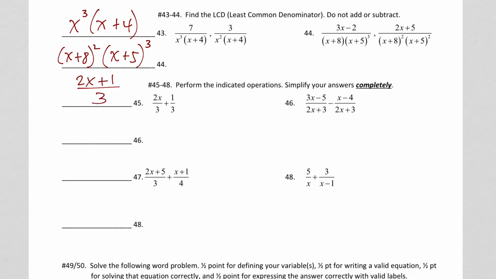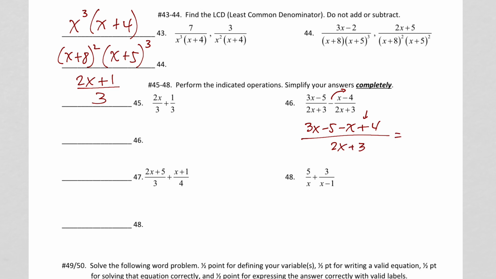We have a common denominator, so we got to subtract. But remember, the negative is going to distribute. So we're going to have 3x minus 5 minus x plus 4. Be careful, that's where people make a mistake. But it's all over 2x plus 3.